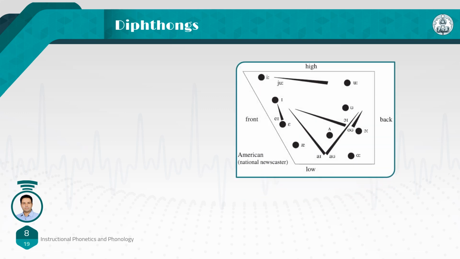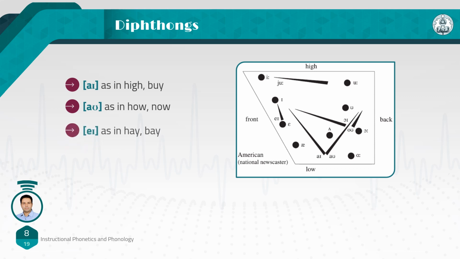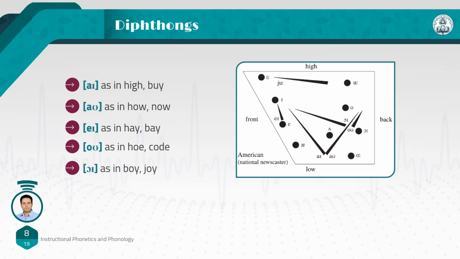Now, you can see the figure here, the American national newscaster again. Now, we will consider the diphthongs shown in this figure. I, as in high, by; ow, as in how or now; a, as in hey, bay; o, as in ho or coat; oi, as in boy or joy.